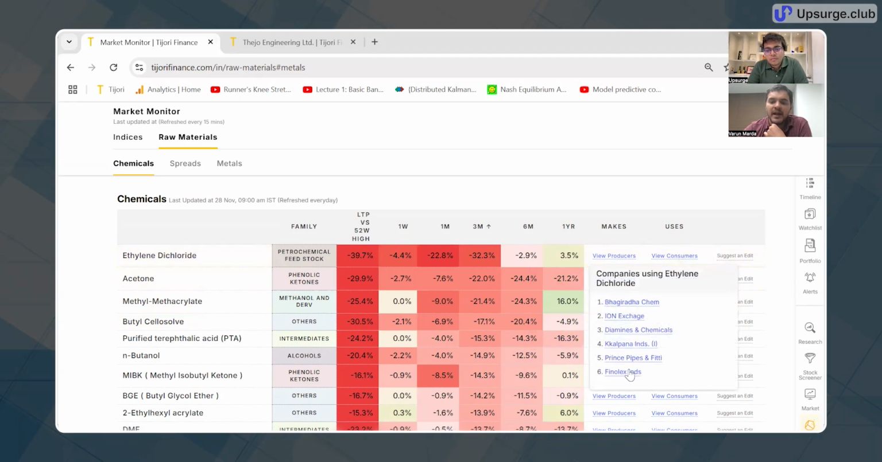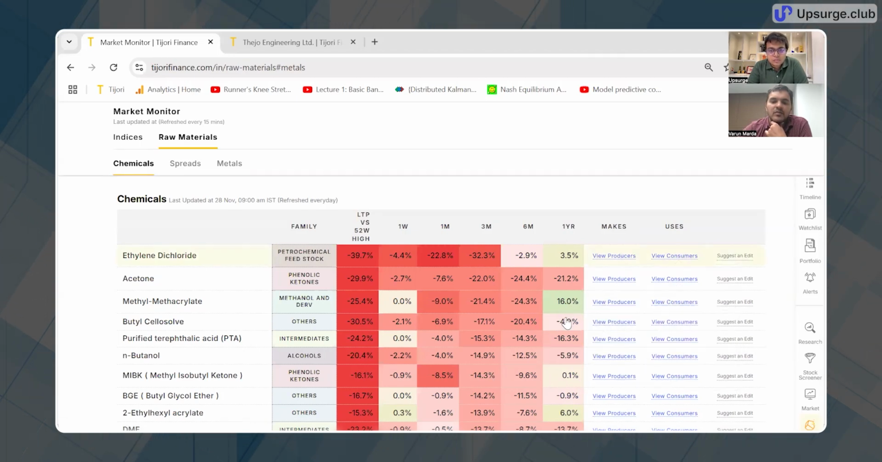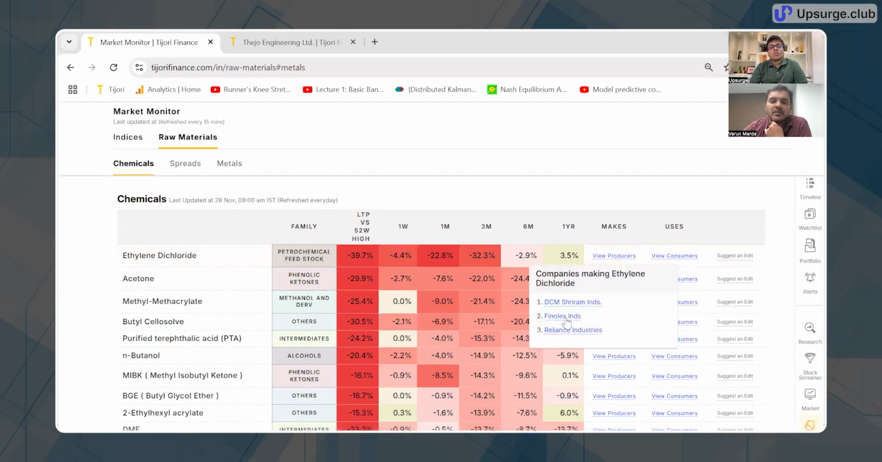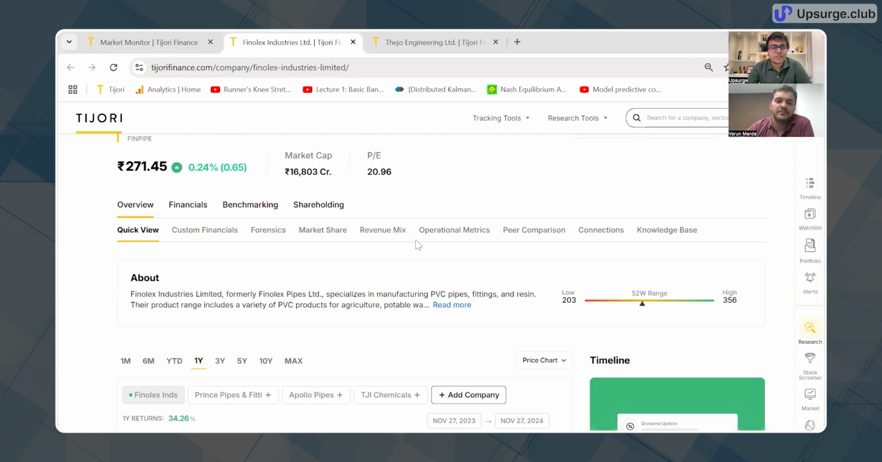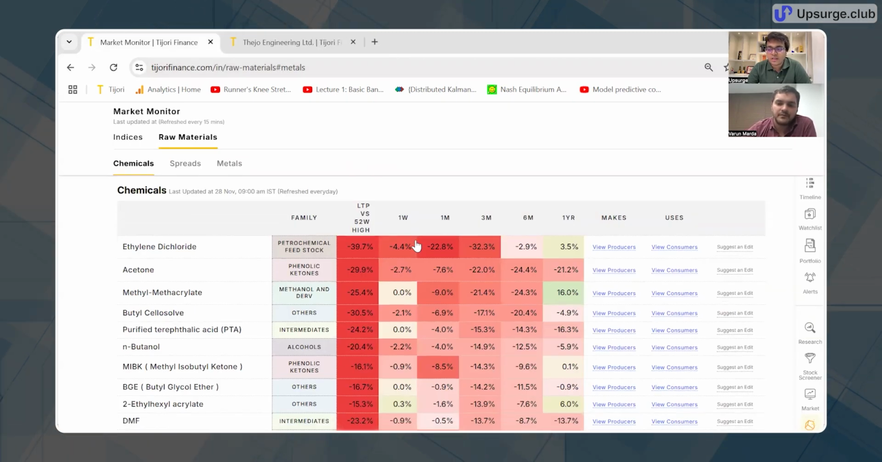Companies are buying ethyl dichloride, so it's good for them. And then the question is how much they are making of it. Then you'll have to go to the company page and figure all that out. So this can also be one of the starting points to read and understand companies.